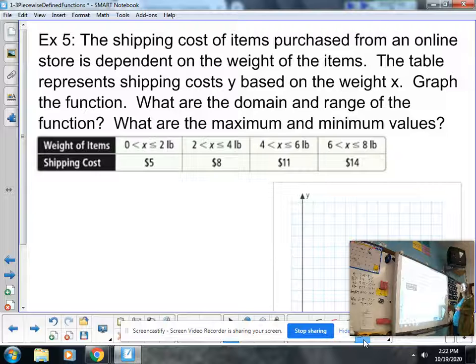4 to 6 pounds, 6 included, 4 not, because again, 4 would be in that lower cost, that would be $11. And then 6 to 8 pounds would be $14, 8 included, 6 again in the previous bracket. We are going to graph this, and then we're going to talk about the domain and range and the maximum and minimum intervals, or maximum and minimum values.